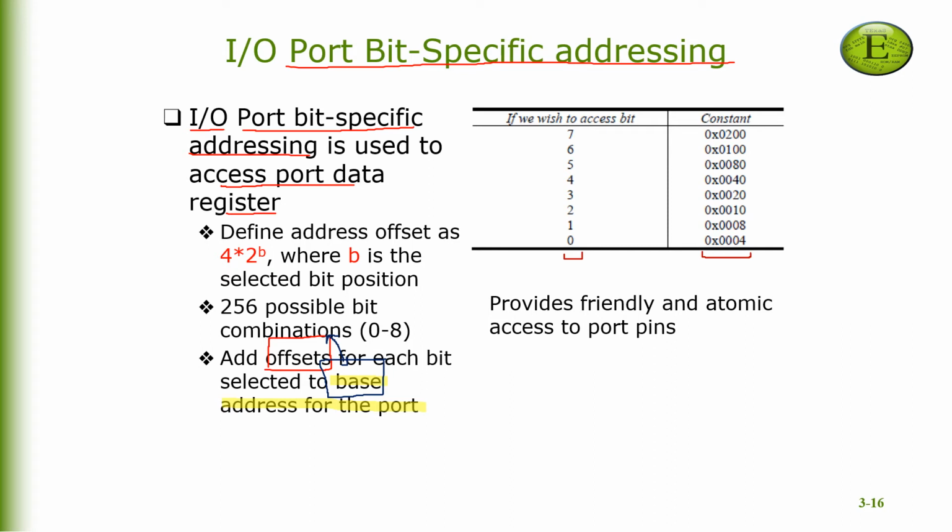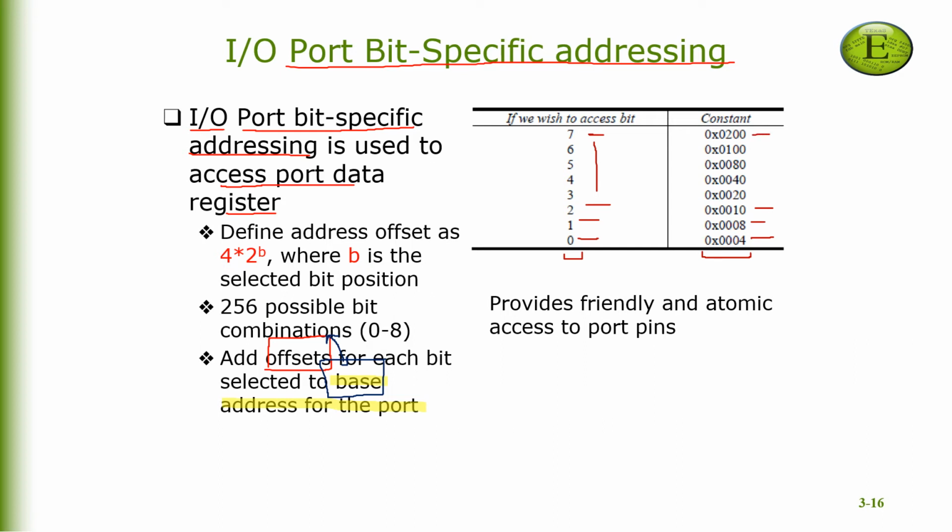This table essentially says that if we wish to address bit 0 of any port, then the offset that needs to be added to the base address is hex 0004. For 1, it is hex 0008. 2, it is hex 10. And this goes on till we reach the last bit. That is, if we wish to access bit number 7 of the port, or the pin number 7 data, then add hex 0200.